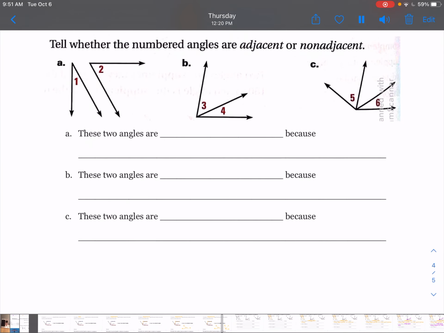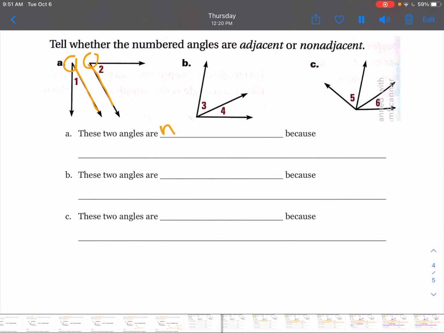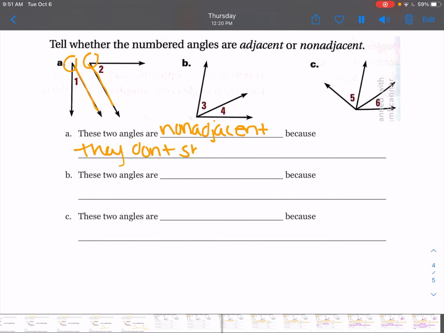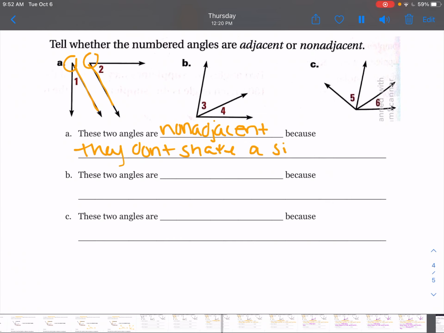So let's try this. Tell whether the numbered angles are adjacent or non-adjacent. Two angles are blank because, so let's look at A. These two angles don't share a vertex, they're different vertices, and they don't share a side. These two sides are not shared. So these two angles are non-adjacent, because they don't share a side and vertex.